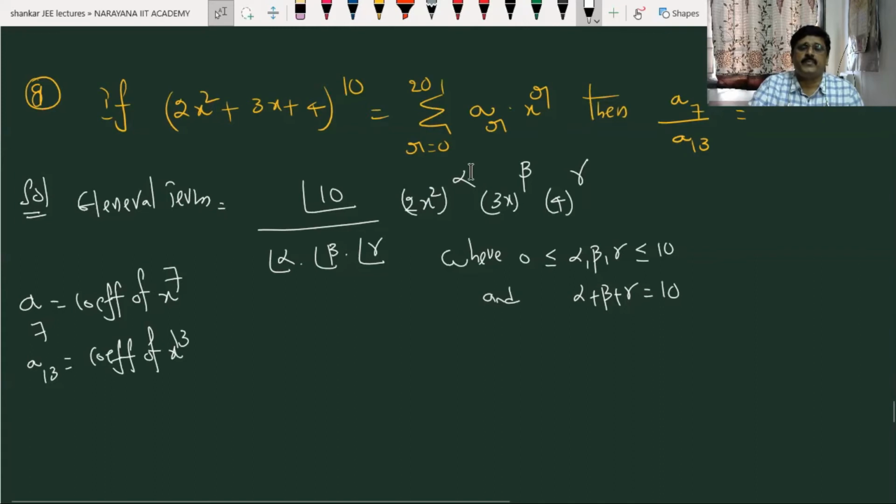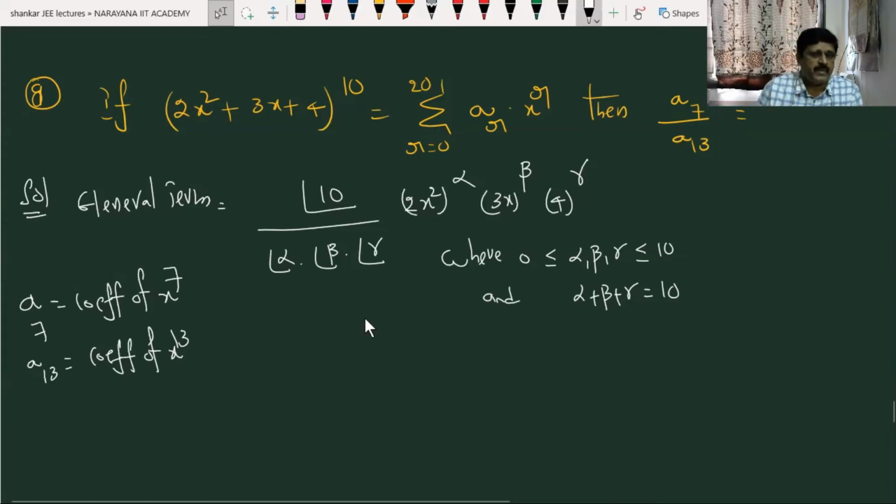Now, observe these powers alpha, beta, gamma. Two restrictions are there. Alpha plus beta plus gamma should be 10, which is the power of the given multinomial. At the same time, alpha, beta, gamma can take any integer from 0 to 10. It is similar to distributing n similar things among r persons, where each person can take any number of things. That concept is connected to permutations and combinations. That is why binomial theorem and permutations and combinations chapters are correlated.